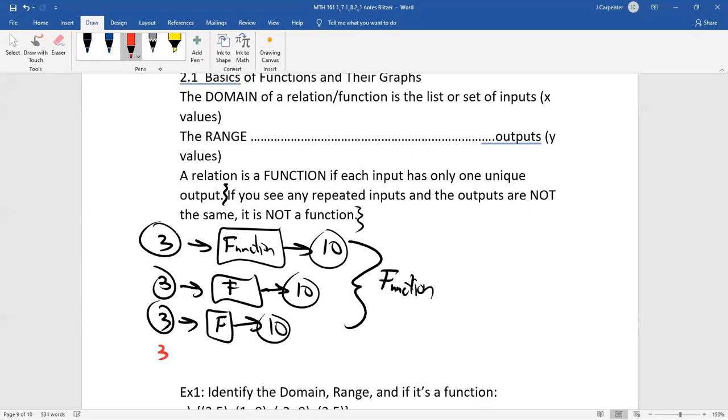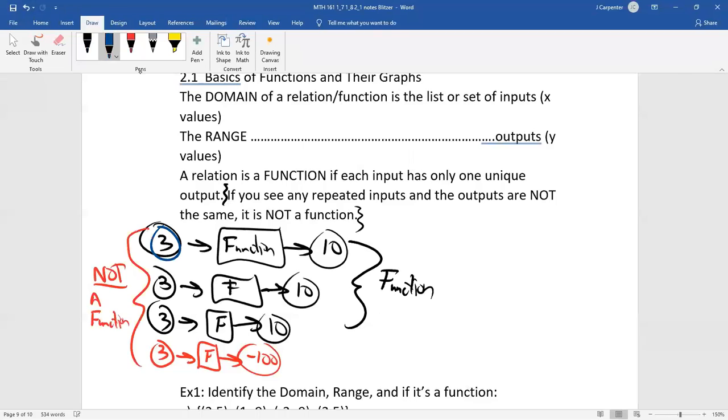But let's say I go in and I put 3 into this machine, whatever it is, this algorithm, this equation, and I think it's a function, but when I put it in, all of a sudden I get negative 100. Well, now, with all of these accounted for, this is not a function, because we have the same input leading to different outputs. Something's a function if each input only has one unique output. So this has a different output, so that's no longer one unique output.